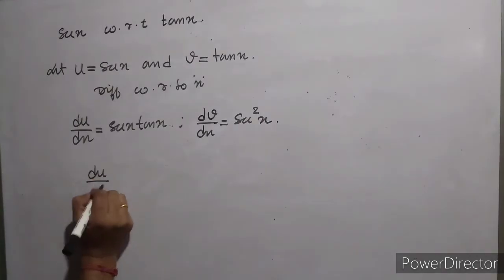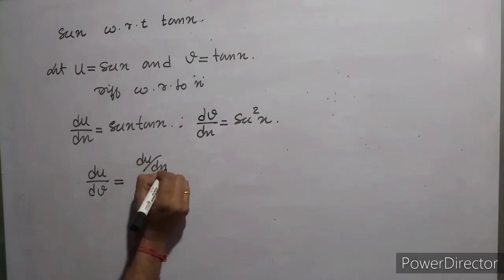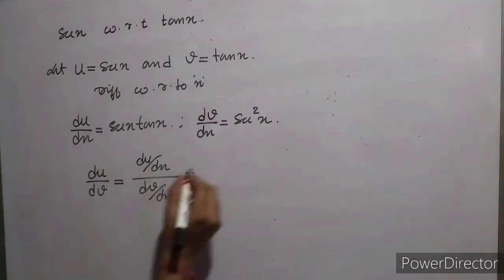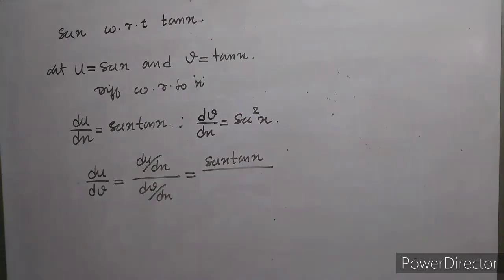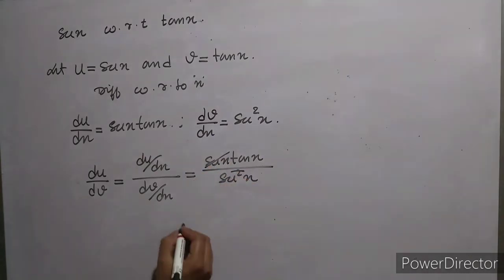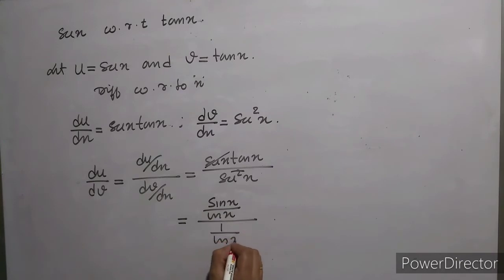Now next we'll calculate du over dv, that means u with respect to v. Du over dx divided by dv over dx. Du upon dx is sec x tan x over, and dv upon dx is sec square x. This and this get cancelled. Now then, you can simplify if it is a trigonometric function. Tan means we can write sin x over cos x, and sec x is 1 over cos. This and this get cancelled. Now we have, it is sin x.